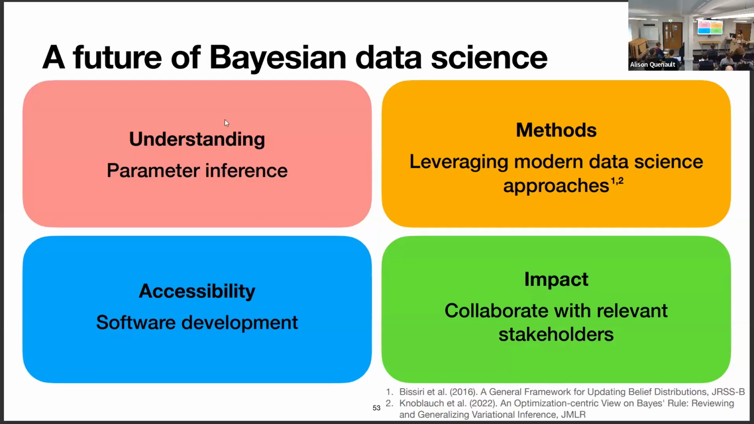So like I said, in terms of these 4 themes, we have understanding and parameter inference. We can just chuck things into a neural network and it'll tell us anything we want. But I think there's still a place for good old-fashioned parameter inference where there's a specific aspect of some phenomenon that we're interested in. Leveraging more of these modern data science optimization-based approaches, accompanying this with software, and also collaborating with stakeholders is also really important.